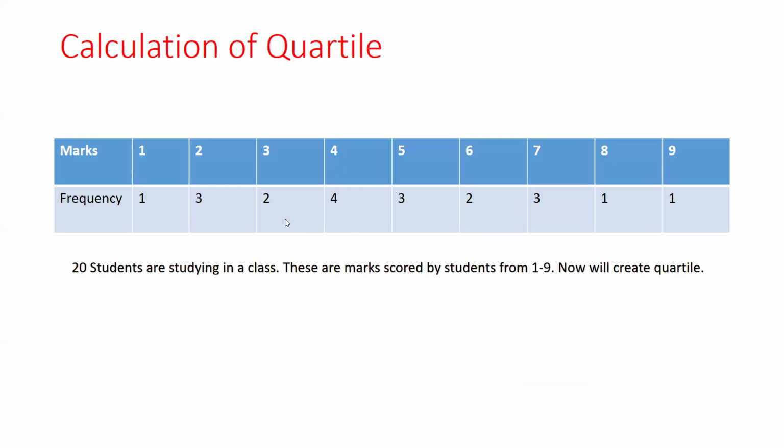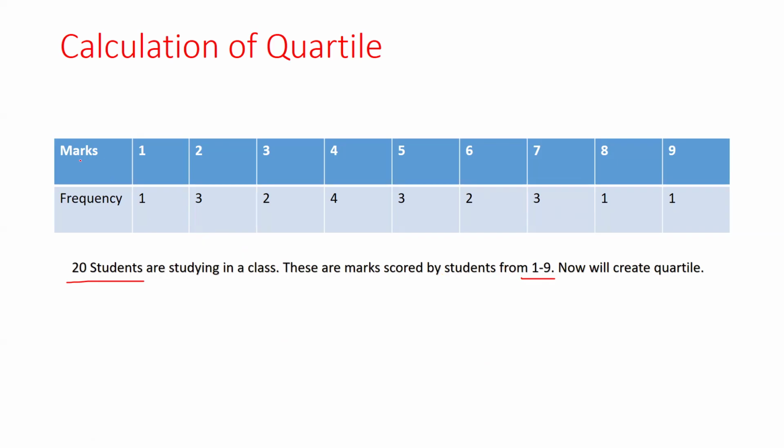Now, let's take an example of how we are going to calculate these quartiles. I have taken the example of 20 students studying in my class, and they have scored marks between 1 to 9. I arranged this data and now we are going to create quartiles. Quartile-wise, we would find out what the class performance is. So in my data set, 20 students and marks from 1 to 9.